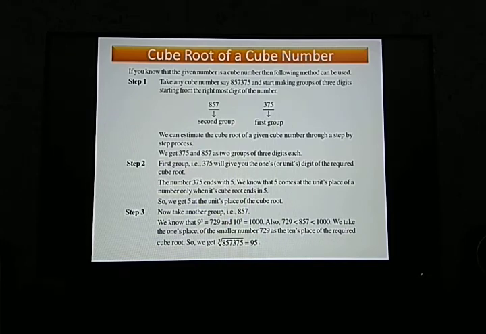Next we have to find the other digit. For that, we have to go to the second group. In the second group, we have to see 857. Where does this number lie in the cubes list? Now we know that 9 cube is 729 and 10 cube is 1000. So this number lies in between 729 and 1000.